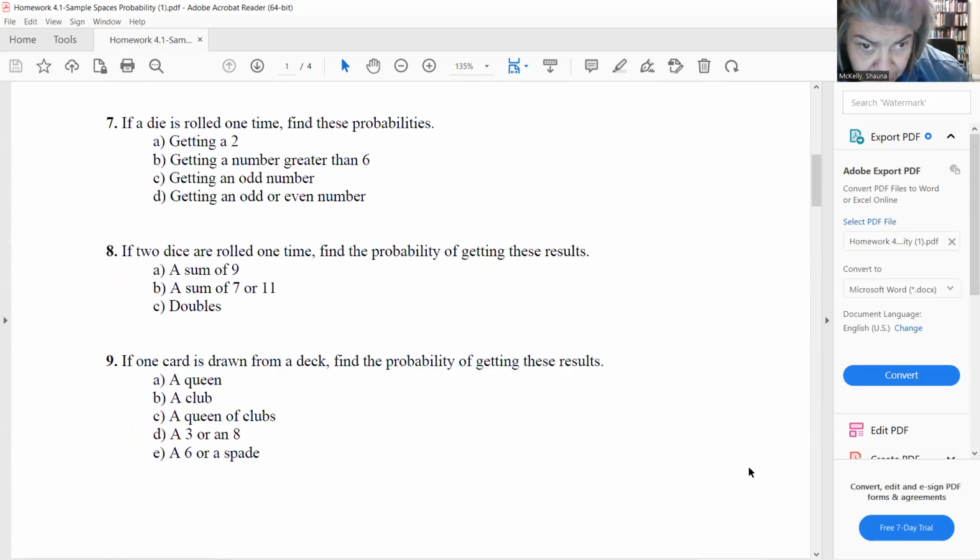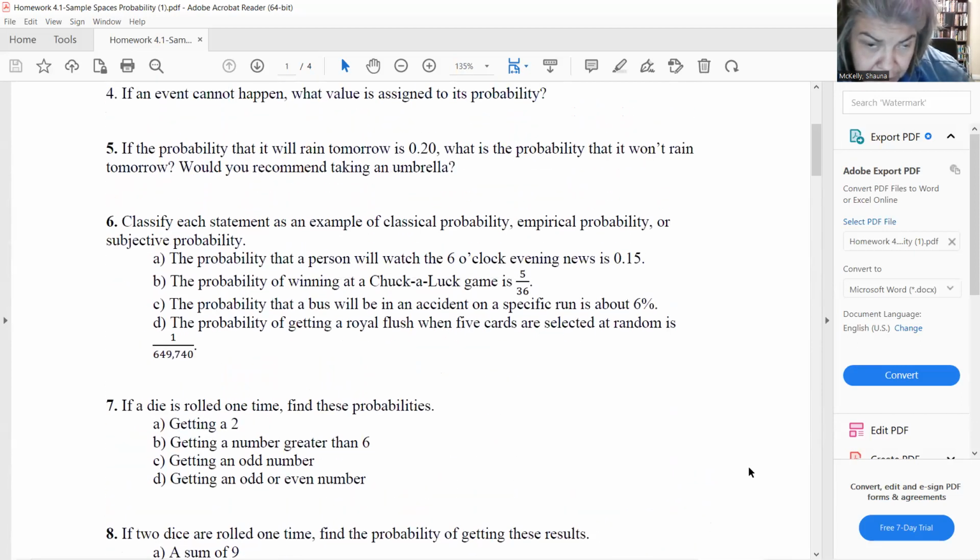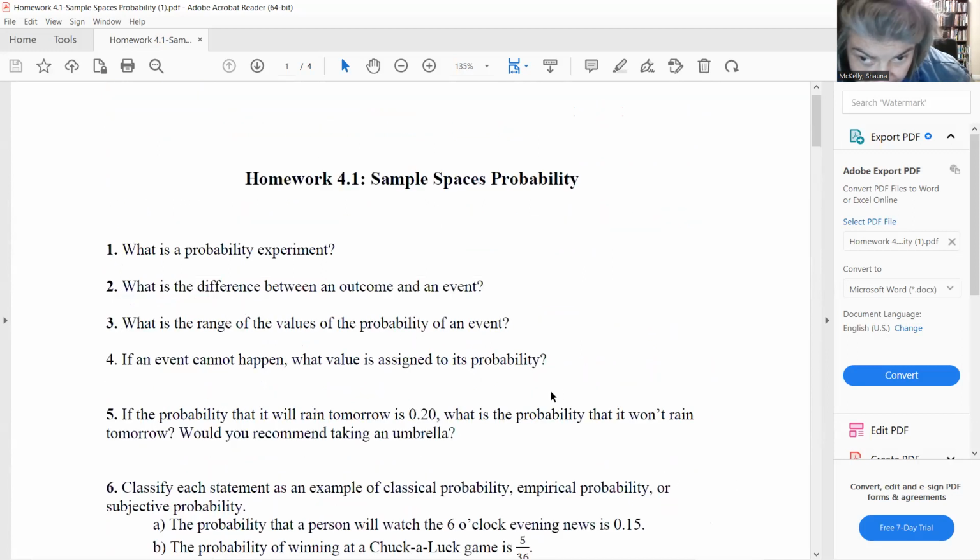Okay, so we've talked about an event. We've talked about the outcome versus an event. What is the range of values for the probability of an event? That's on slide number 20. Okay. It ranges from 0 for impossible to 1 for absolutely certain, okay? If an event cannot happen, we assign 0. So what is the range of the values of the probability of an event?